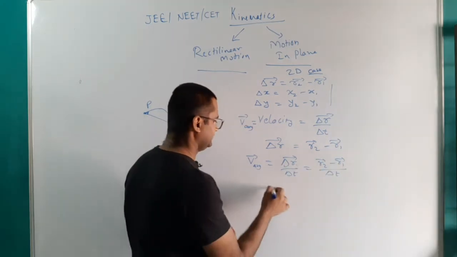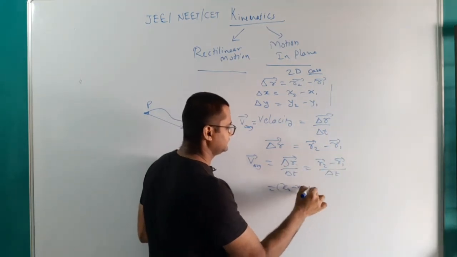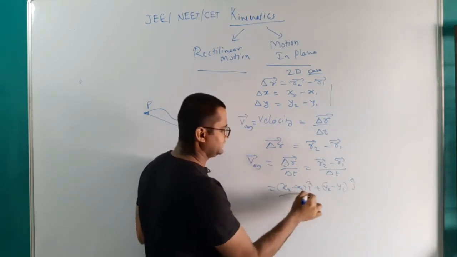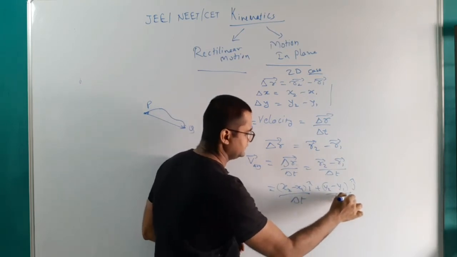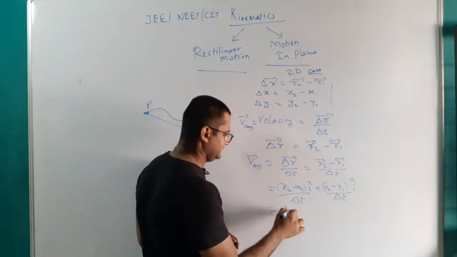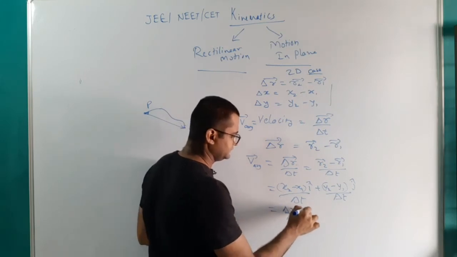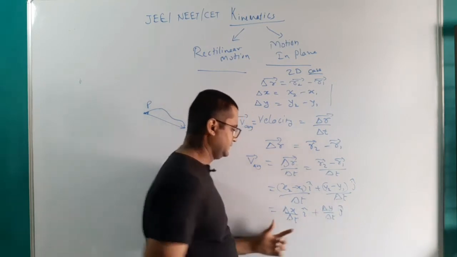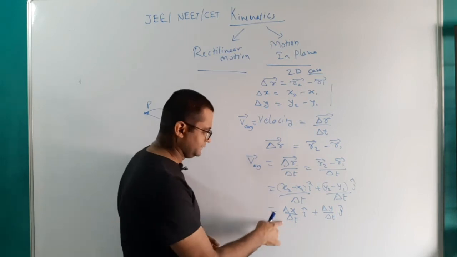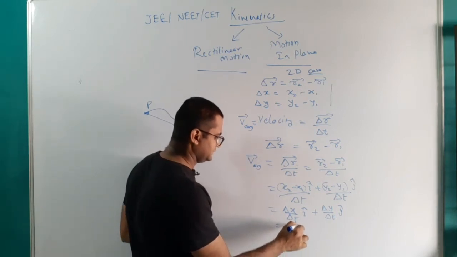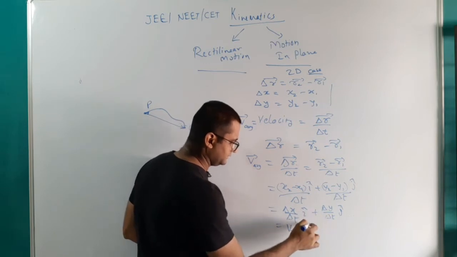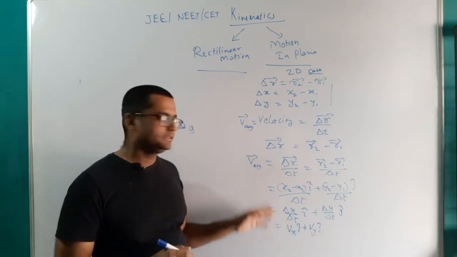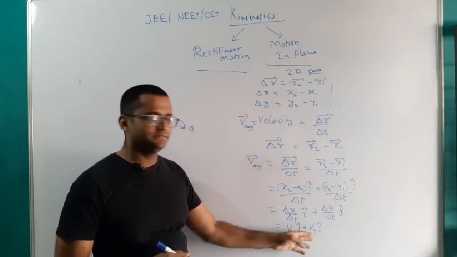Since this r2 vector minus r1 vector was (x2 minus x1) i cap plus (y2 minus y1) j cap, we can write the delta t separately. What is this x2 minus x1? This is delta x, change in x, displacement in x, plus displacement in y, j cap. So what is the conclusion from this? This is displacement in x divided by time, so this is the x component of velocity, and this is the y component of velocity. So again we have arrived at the same result, that any velocity can be split into x and y components.